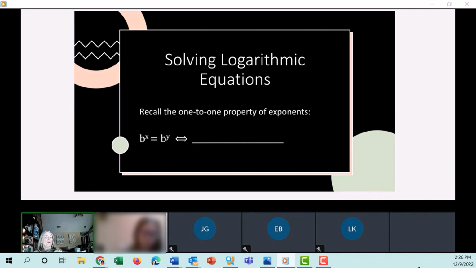Recall the one-to-one property of exponents. If we have the same base and we have different exponents, can you tell me what that means? What does that mean to you? What does b to the x equal b to the y mean? Any ideas?